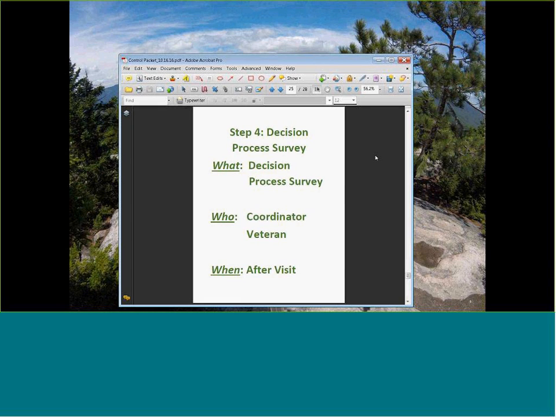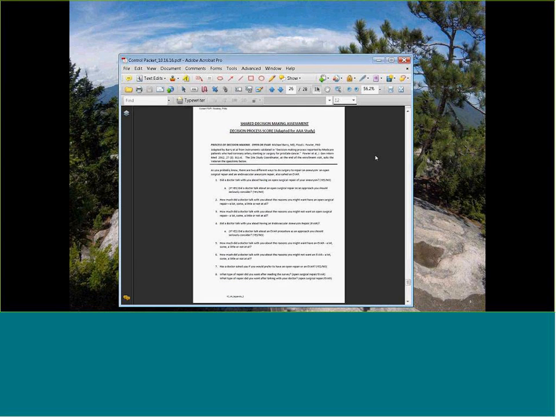Step 4 is a decision process survey. This is a brief survey to help us understand the veteran's decision-making during the clinical visit. We need the coordinator and the veteran, and it's performed immediately after the physician and the veteran have their clinical interaction. As you can see, it's a brief survey. It's 8 brief questions. The form is already printed in your packet.